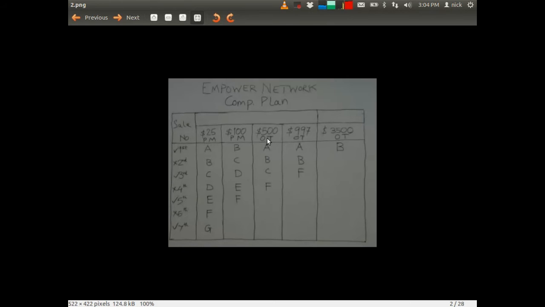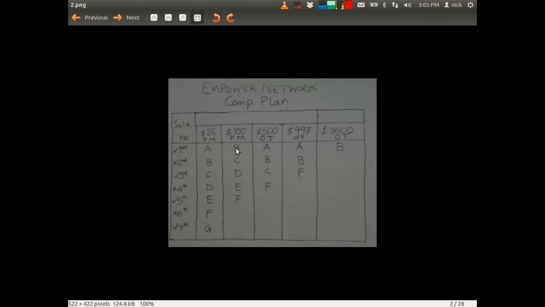Now same thing for the $500. Now let's say A directly decided to go to $500 instead of $100. Because A becomes the first person to join the $500 power line, you get to keep the $500. Also, you get to keep the $25 every month, not to forget that.